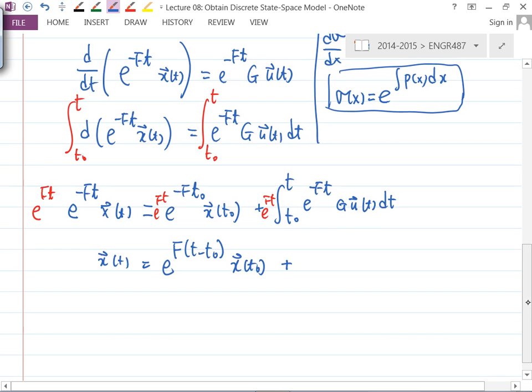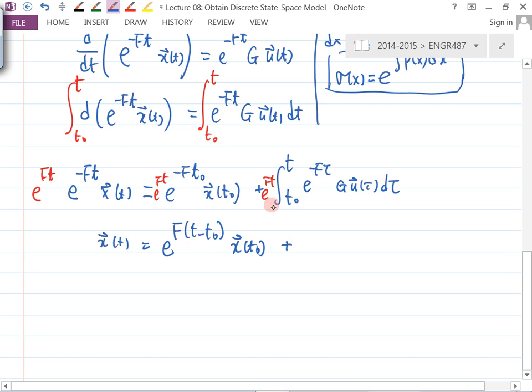So basically, here, here, here. So we should probably choose a different dummy variable here. Okay, let's choose tau. Okay, so we're not changing anything. But it does make it actually clear, because I have e to the power of F t here, right? And that's not part of this integral. So which means actually I can move this one into this integral here.